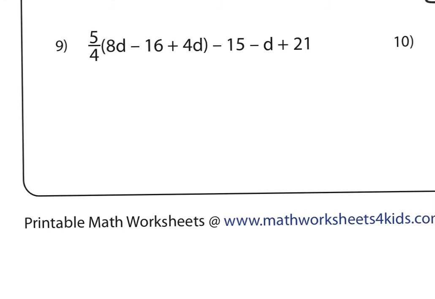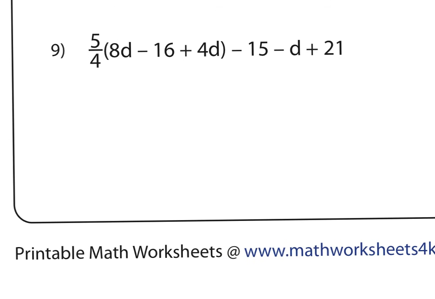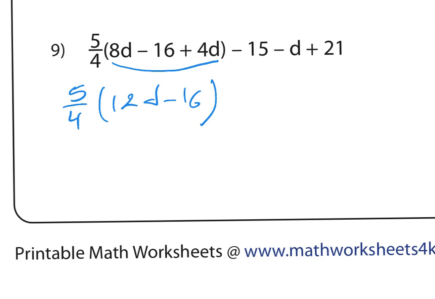All right, so let's do number 9 here. We're going to combine these fractions again. We're going to distribute the fraction with this parentheses, but before that we have room to simplify inside the parentheses. So we have 8d with 4d, so we can do that. Let's try to reduce this one. We're going to have 4, right? And 8d plus 4d would be 12d minus 16. And here we have negative 15 plus 21, that would be positive 6 minus d.